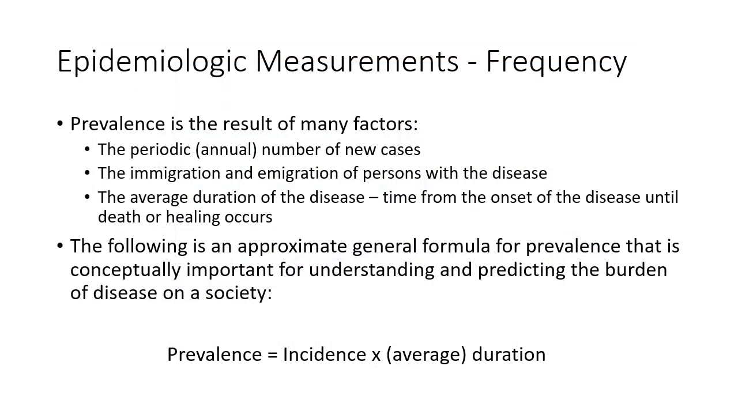Okay. Now looking at prevalence, you're going to see it's the result of several factors here. One is going to be the annual number of new cases, right? The new incident cases that get diagnosed those years. It also can depend on both the immigration and the emigration of patients with a disease, right? So some people are going to come into the population you're concerned about, people are going to be leaving. So that's always going to be changing as well. And then also the average duration of disease will change as well.